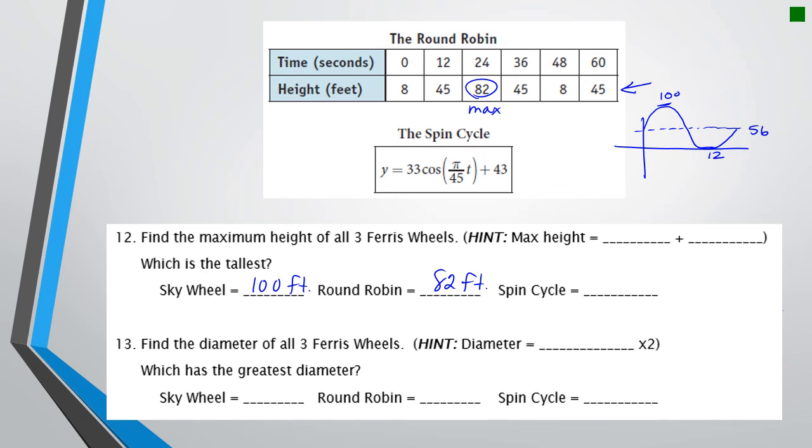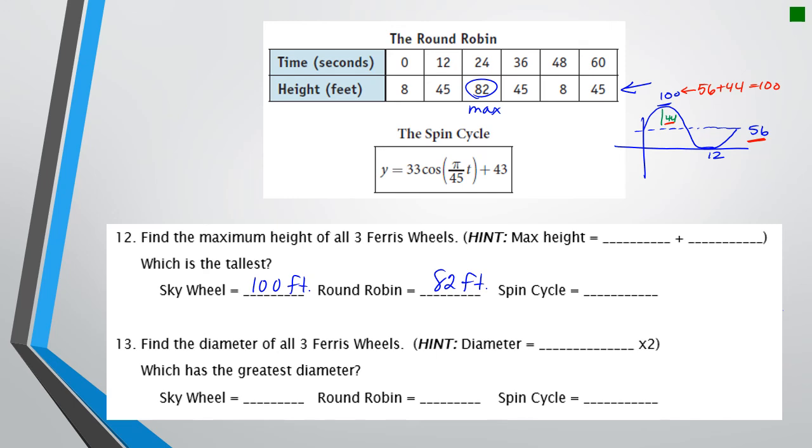One other thing I want to mention here is that our amplitude was 44. So in order to find the maximum value, a little formula that you can use is if you take the midline, which in the Sky Wheel was 56, and you add the amplitude, that's always going to add up to your maximum value. So if I did 56 plus 44, that gives me 100, which is my maximum value. And that will always work.